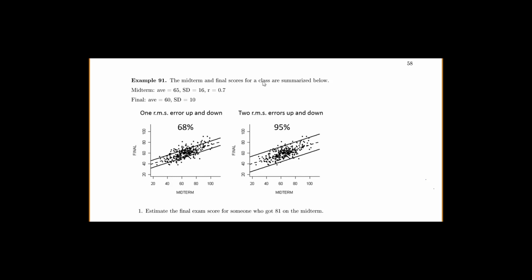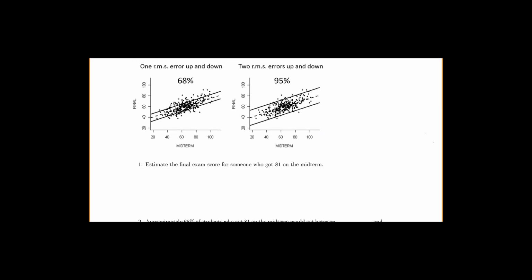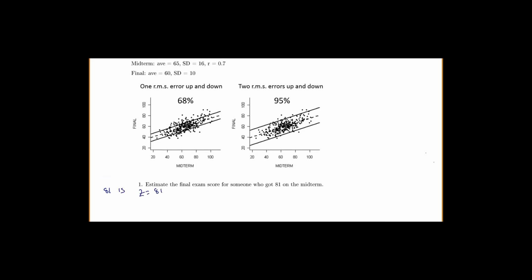So for this example, we have our midterm and final scores for a class summarized, and we have our averages and standard deviations and the correlation. Number one, let's estimate the final exam score for someone who got an 81 on the midterm. Again, this is just that regression thing that we keep practicing. So 81 is, let's see how many standard deviations that is from the average. So 81 minus the average of the midterm, divided by the standard deviation of the midterm. So that is 1. So it's one standard deviation above the midterm average.